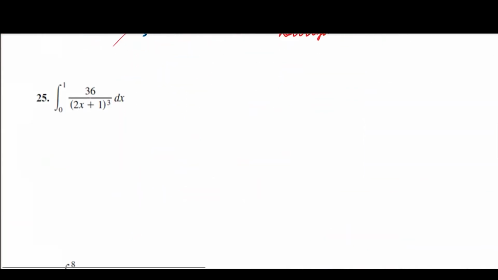25. Don't write this down and see how many points this will earn. Oh, that must be 36 ln of 2x plus 1 cubed. How many points, children? 0. No, it's not 0. Negative 10. This is a negative 10 pointer, okay?